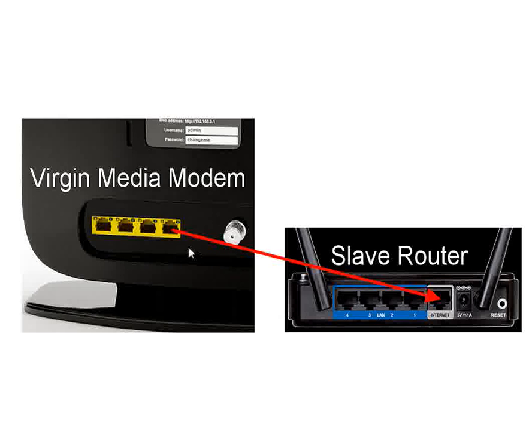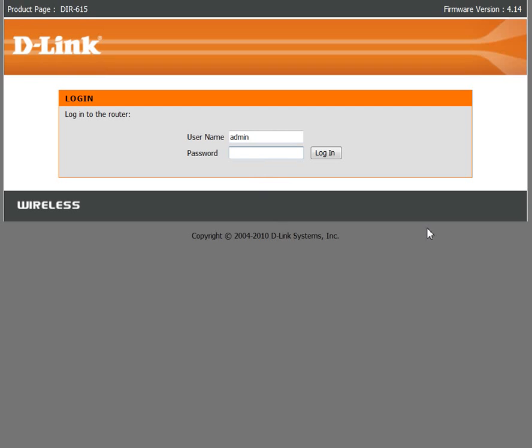I'm going to set up a D-Link DIR-615 router as a slave router to extend my wireless network coverage. Put one end of your network cable into the modem, the other end into the internet socket in your slave router. You can disconnect your master router at the moment. Go to the login page. If you haven't got a password, leave it blank and click login.